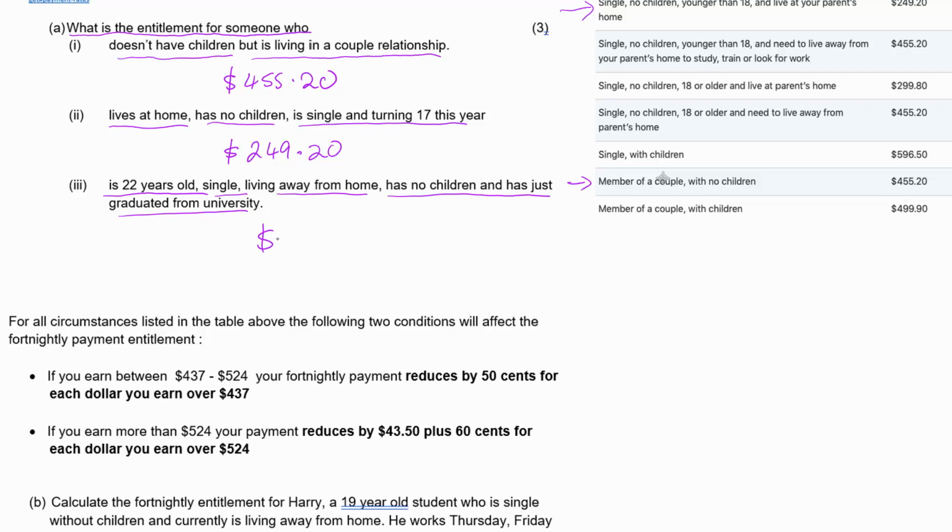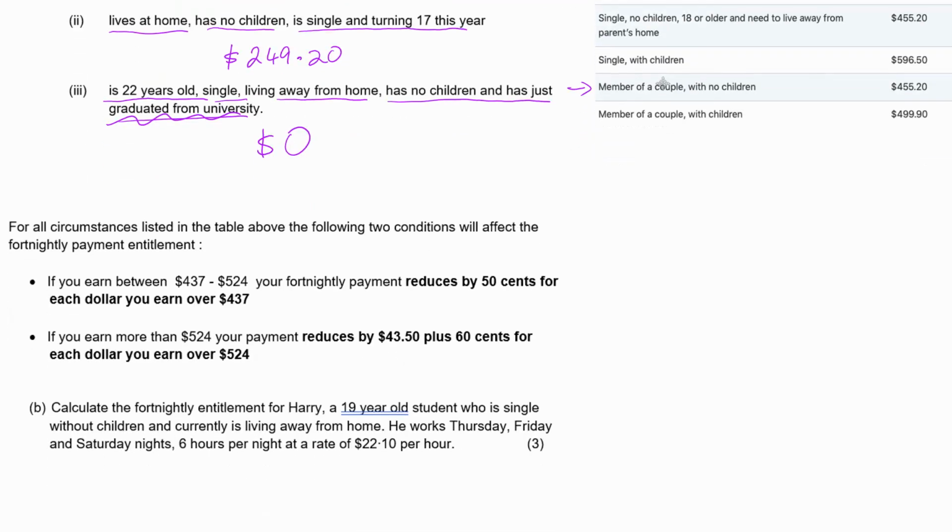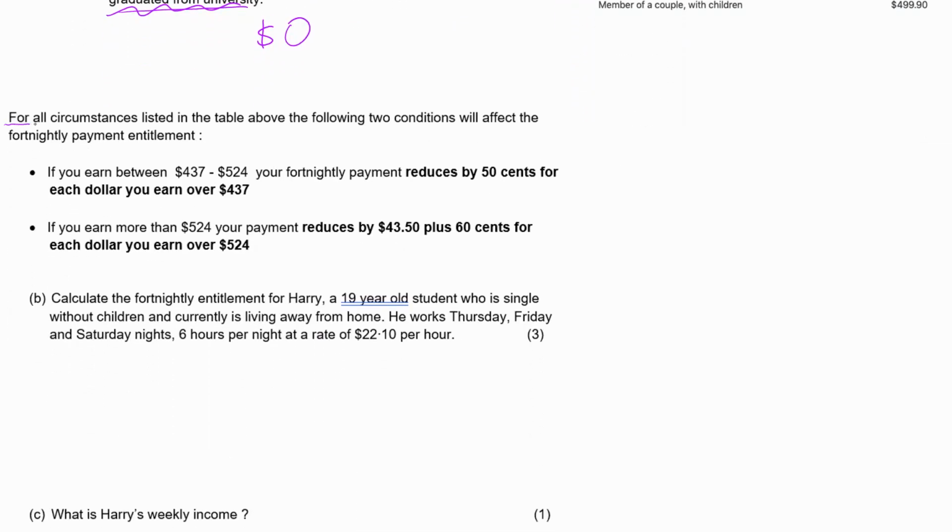22 years old, single, living away from home, has no children, and has just graduated from university. Well, this person gets $0 because guess what? They just graduated from university, so they are no longer a student.